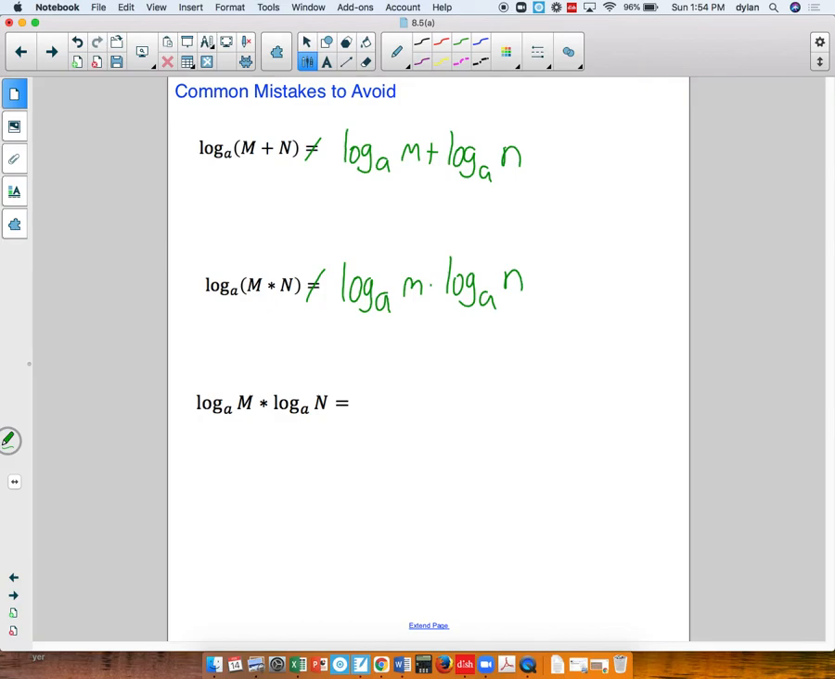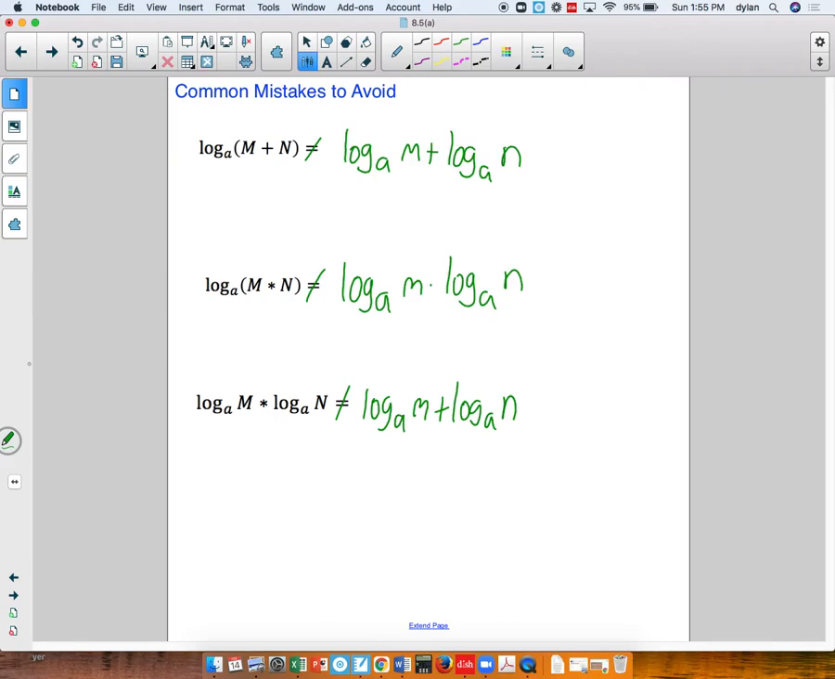The final mistake I see all the time is just misinterpreting the multiplication to addition rule. Log base a of m times log base a of n is not the same thing as log base a of m plus log base a of n. The multiplication needs to be within the same log. It can't be 2 logs multiplied together, even if they share a common base. So these are just common mistakes to avoid. I want to mention them in hopes that you'll avoid making them.